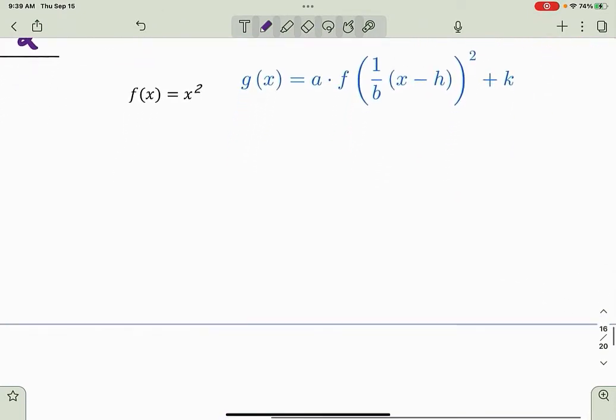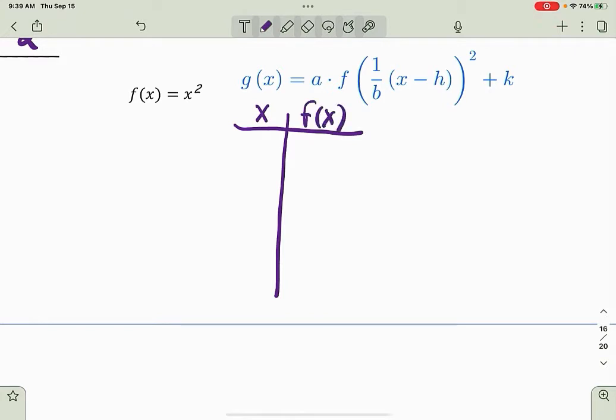Now, for our quadratic equation, we'll also do the mapping rules. And again, I have x and f of x, which is also y. And notice I have my -2, -1, 0, 1, 2. So when I plug in my f of x, it's going to be 4, 1, 0, 1, and 4.